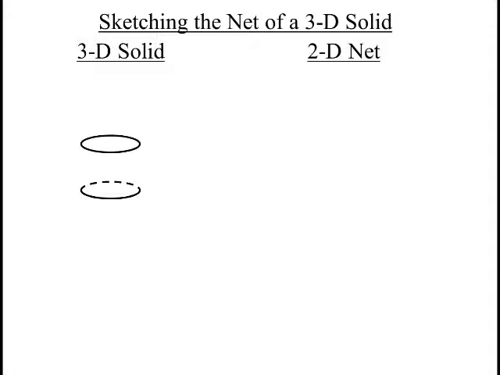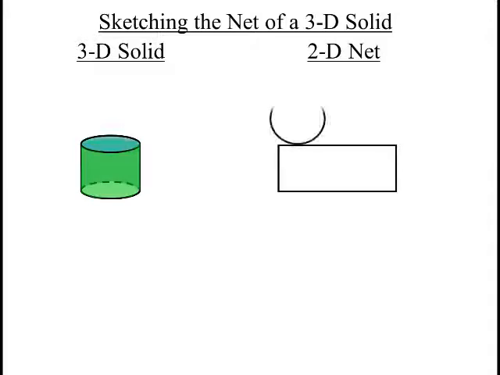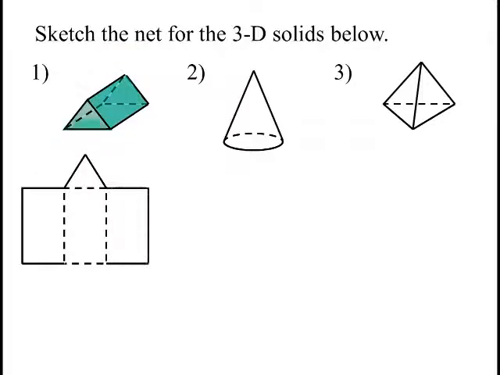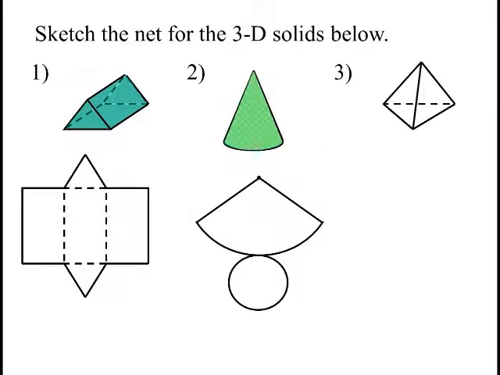If you get something more complicated, like say a cylinder, the lateral area rolls out into a rectangle, and then you've got the two bases, which are both circles. You've got a triangular prism, which opens up to this. The cone's really weird. The bottom obviously is a circle, but this part is not a triangle. It's actually, I don't know what that is. And then this one consists of 4 triangles.